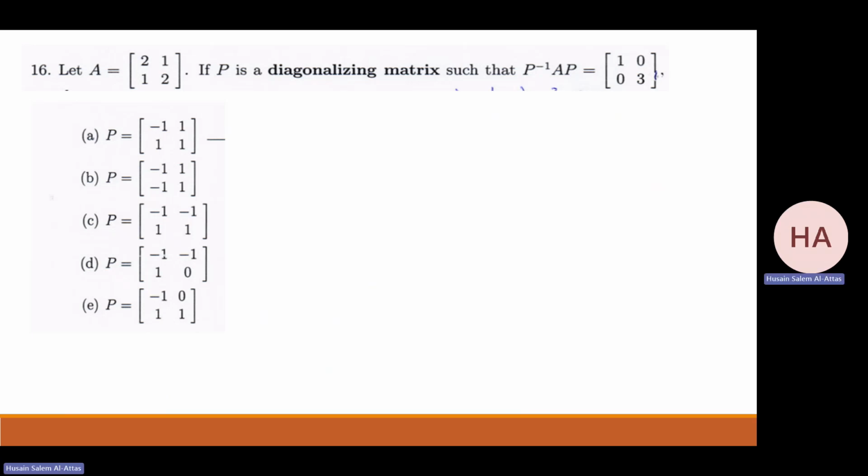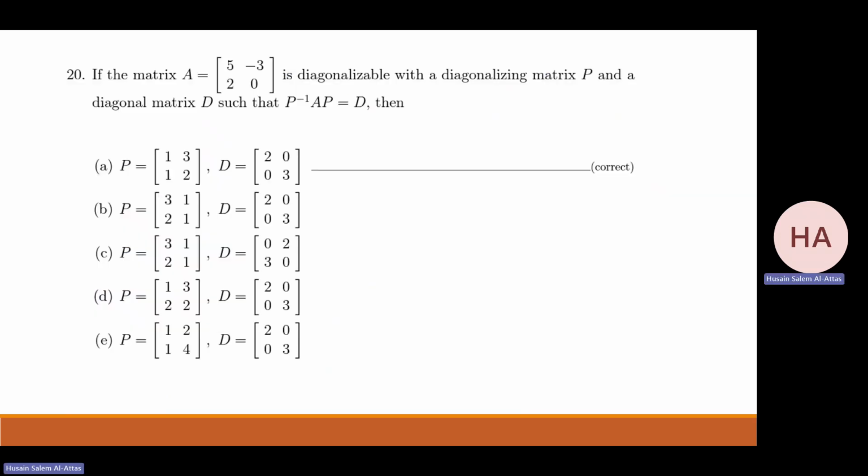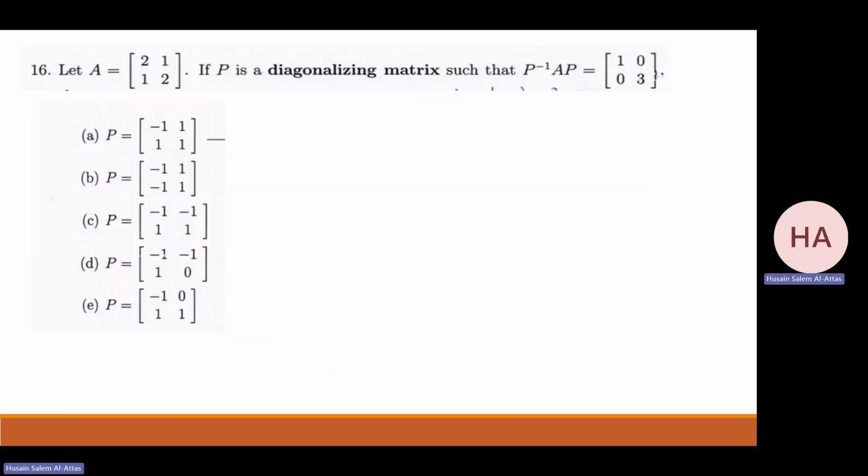This one I think we did. No, we did something similar. Okay, A B is the diagonalization matrix, 2 by 2. It's easy. Okay, let me do it. I need to find P.